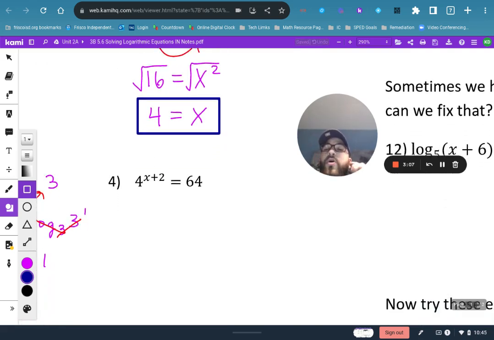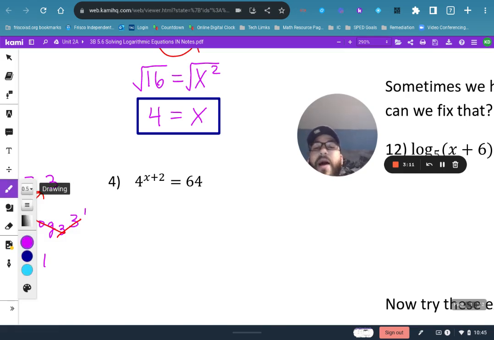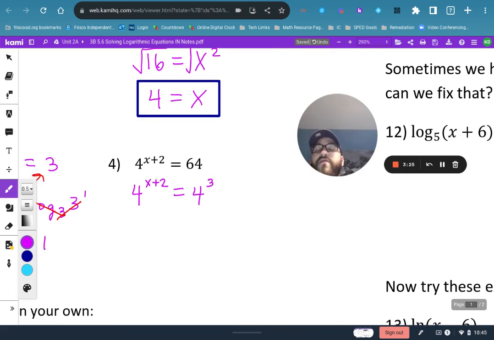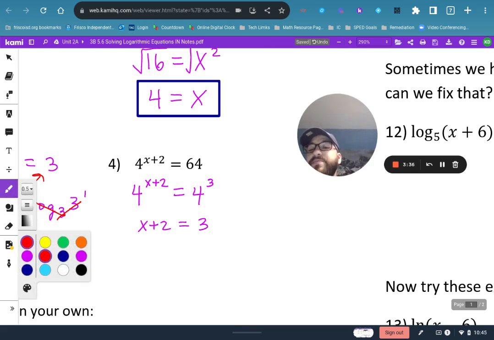Last but not least, number 4, we have 4 raised to the power of x plus 2 is equal to 64. I'm going to show you 2 different methods in this one. So the one that makes the most sense to me is to change both to be a base of 4. So 4 to the x plus 2 is equal to 4 to the third. So 4 and 4, same base, x plus 2 and 3, I can set those equal to each other. So x plus 2 is equal to 3, canceling out those bases.